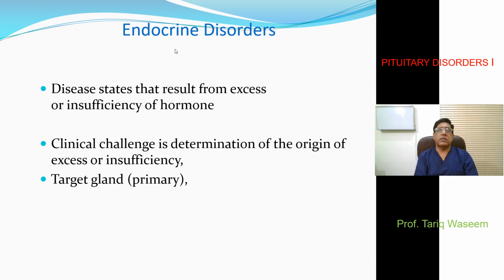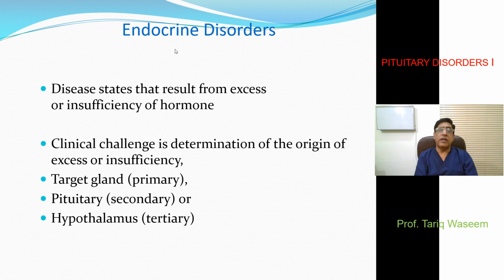The target glands can be at fault. When it is so, we call it a primary endocrine dysfunction. The pituitary can be at fault. When the pituitary excretes less or more of a hormone acting on a target gland, it is called secondary. And if it is the hypothalamus which is excreting more or less of a hormone, which then results in an overfunction by the pituitary and then finally overfunction or malfunction by the target gland, then it is called a tertiary effect or tertiary cause of that hormone excess or decrease.